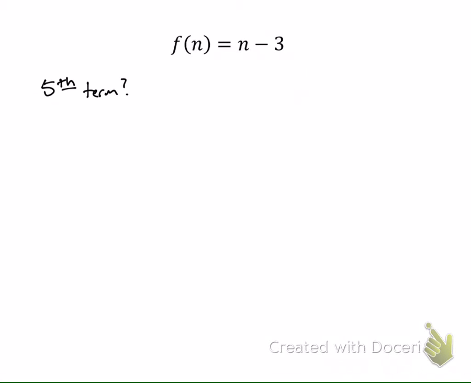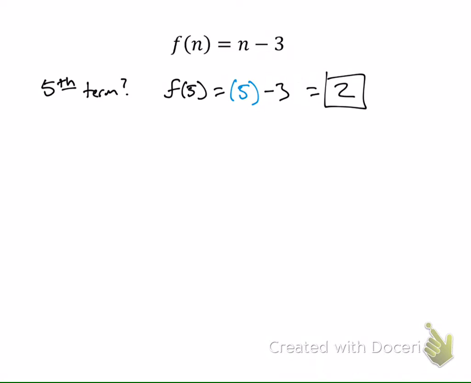All I got to do is instead of writing n, I'm going to put a 5 where the n is. So our function, I'm going to figure out for 5. And instead of n, let's put a 5. And then minus 3. What would that give us? The 5th term would be 5 minus 3. It would be 2.